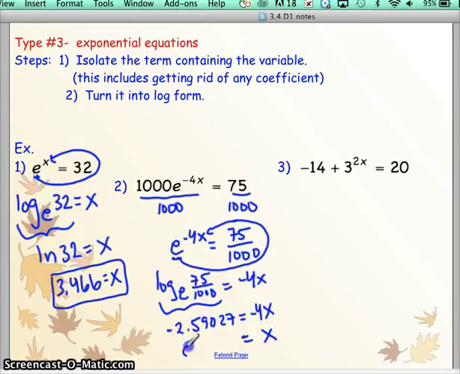And now all I need to do is divide by -4, and I'll get the x all by itself. So when I divide by -4, I get 0.648. And that will be my answer.